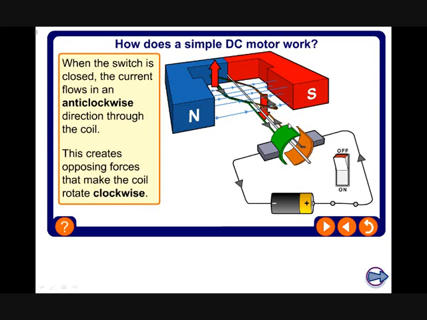You can see if you did Fleming's left-hand rule, with the magnetic field going from north to south and the current here going into the screen, you would get a force downwards. And on this side of the wire, with the magnetic field from north to south, and the current coming out of the screen, you're going to get a force upwards.